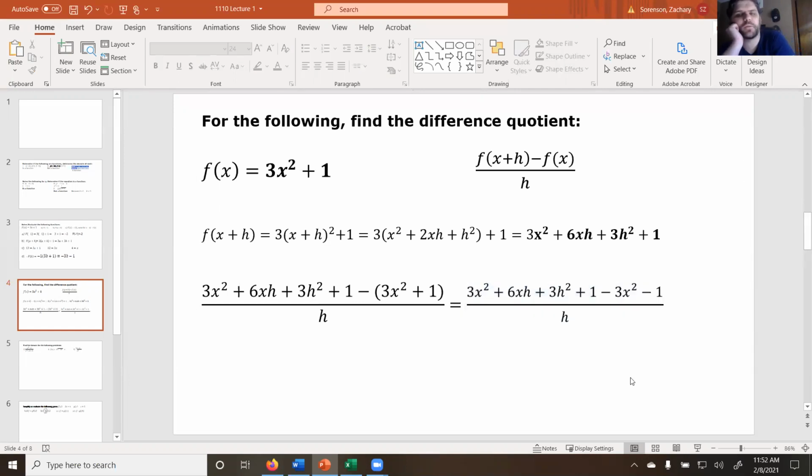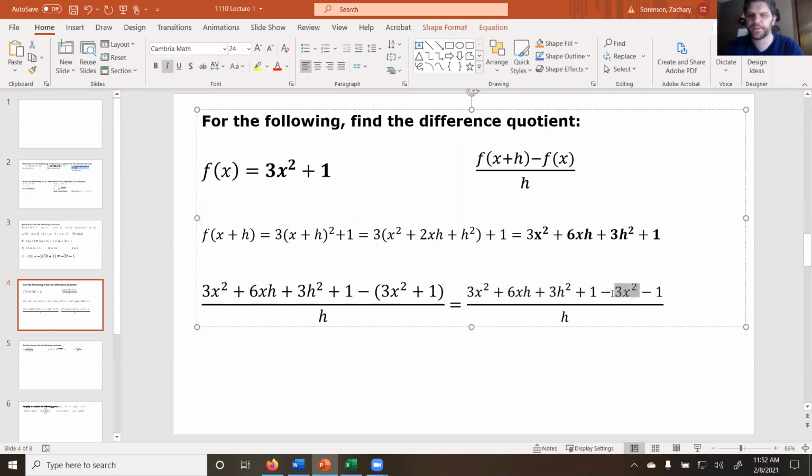And now what happens almost every time is a lot of things cancel. So what cancels in this step? 3x squared and the 1. Mm-hmm. So 3x squared cancels out. Those will go away. And then I think you said the 1 as well goes away. Yep. I have a negative 1 here, a positive 1 here. So I'm left with this.